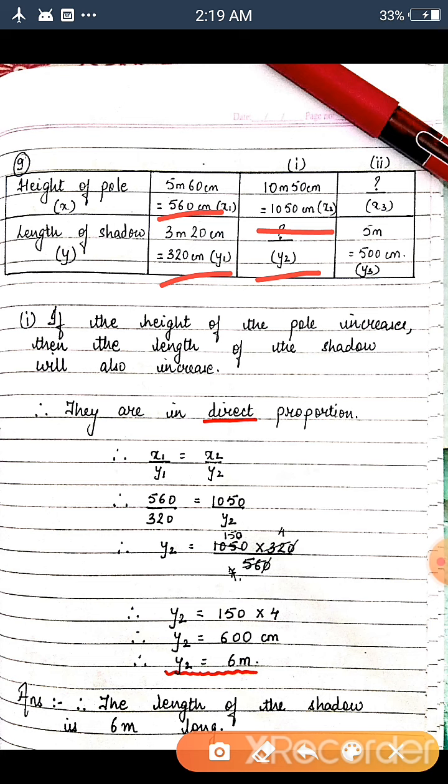Now, as the height of the pole increases, the length of the shadow will also increase. So they are in direct proportion. Therefore, x1 upon y1 is equal to x2 upon y2. When you substitute the values, you will get 560 upon 320 is equal to 1050 upon y2. After transposition and cancellation, the value of y2 comes as 600 centimeter, which can be written as 6 meters. So therefore, the length of the shadow is 6 meters long.